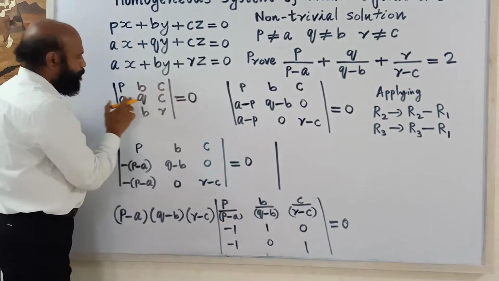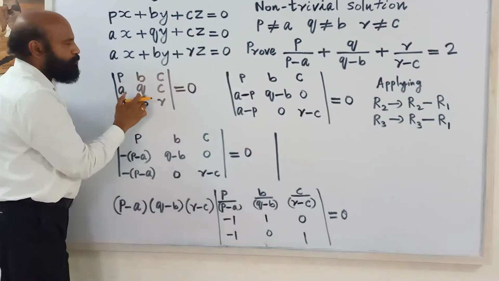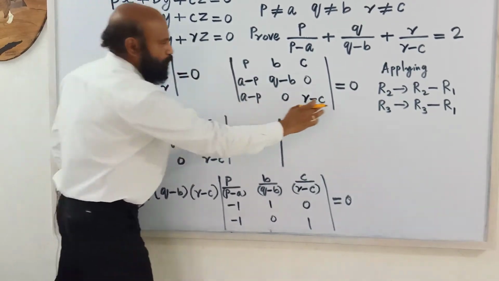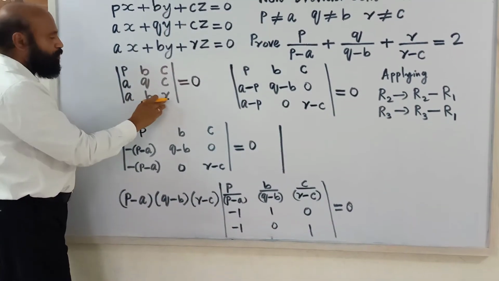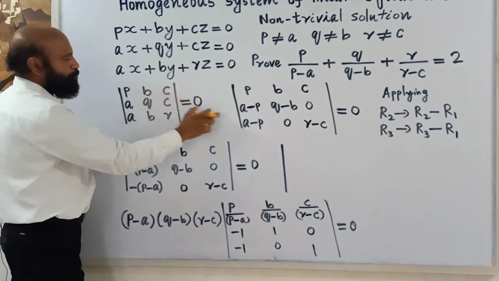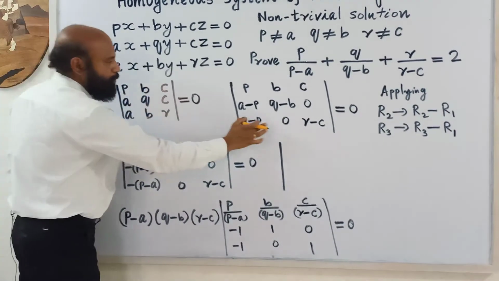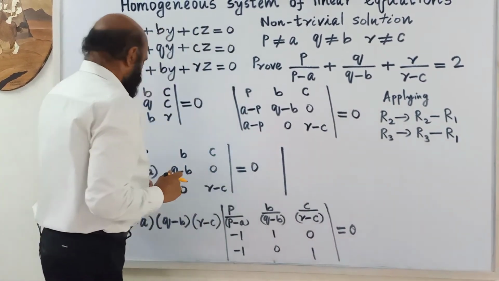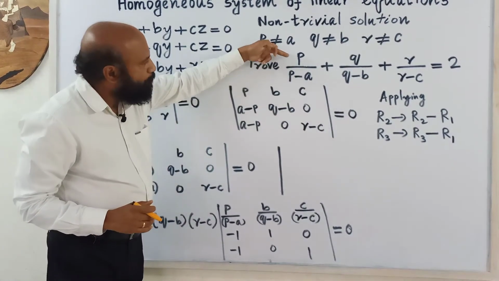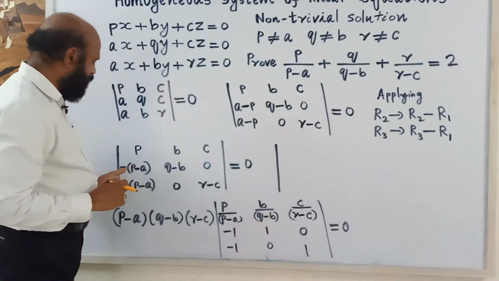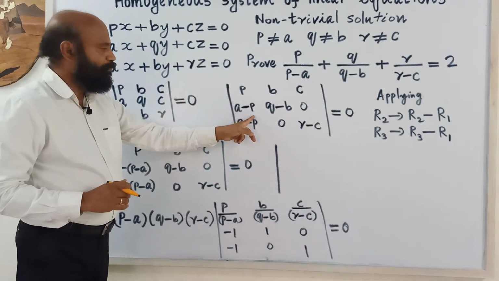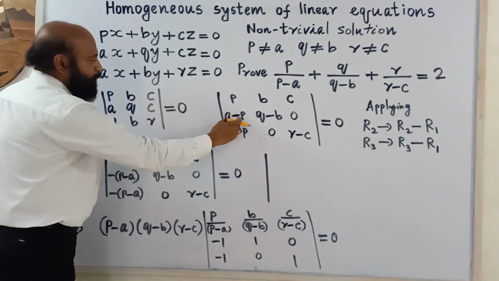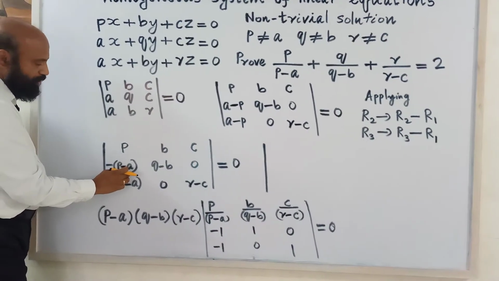So here it will be A minus P, Q minus B, then C minus C, 0. Then third row here. From the third row you subtract the first row. So A minus P, then B minus B, 0. Then R minus C is equal to 0. Here our aim is to prove P divided by P minus A. But here you can see A minus P. So you take negative outside. Then A minus P can be written as P minus A.